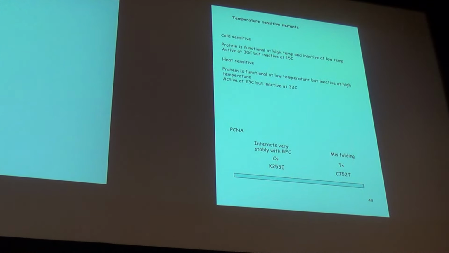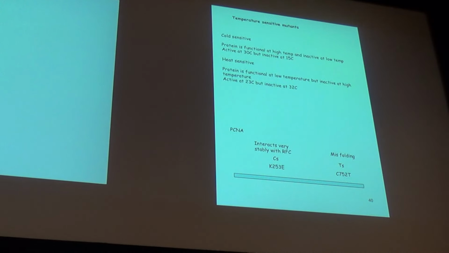So PCNA is a protein that's involved in replication, and it interacts with another protein called RFC. You don't have to worry about this. There's a mutation that converts the lysine to a glutamic acid. K is lysine in the single letter amino acid code, E is glutamic acid. And when you have this mutation, PCNA is cold sensitive. There is another mutant that converts a cysteine to a threonine, and that makes PCNA a temperature sensitive mutant.